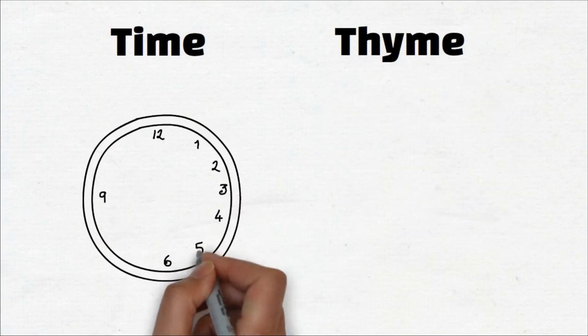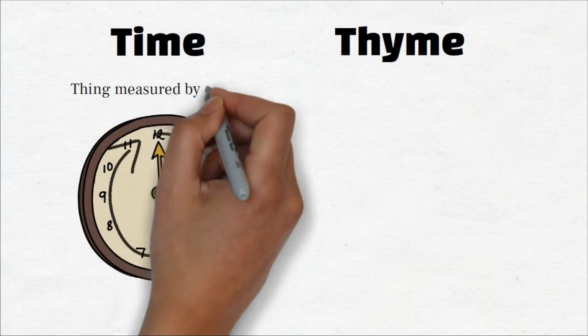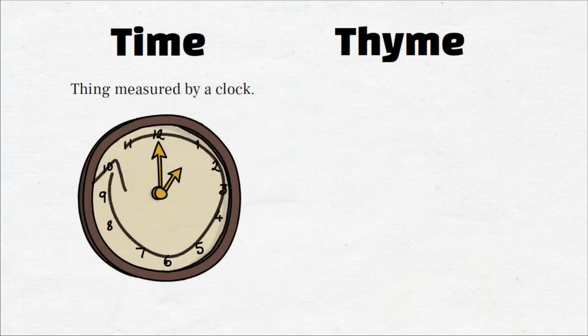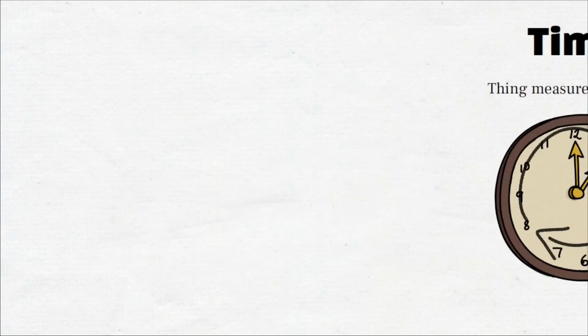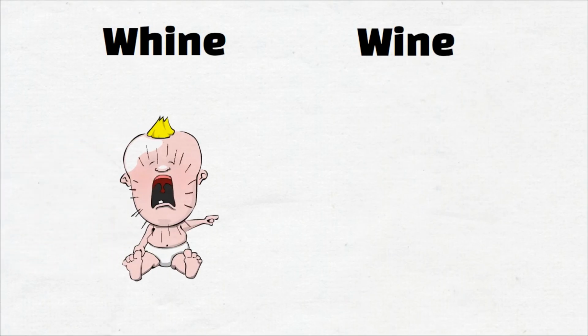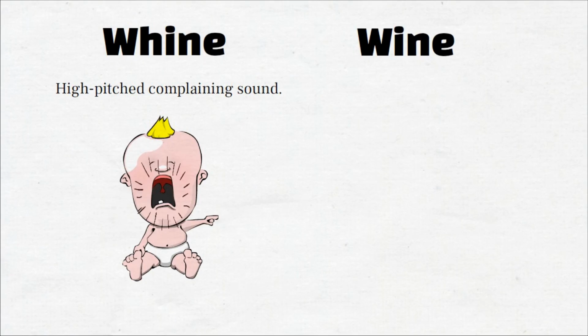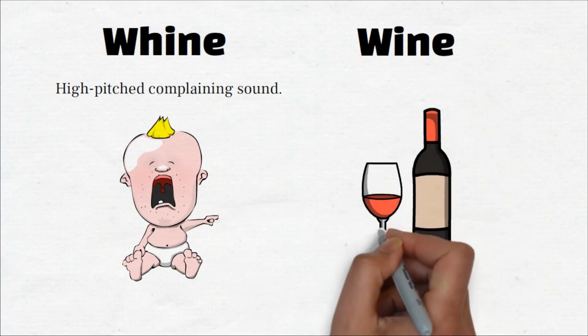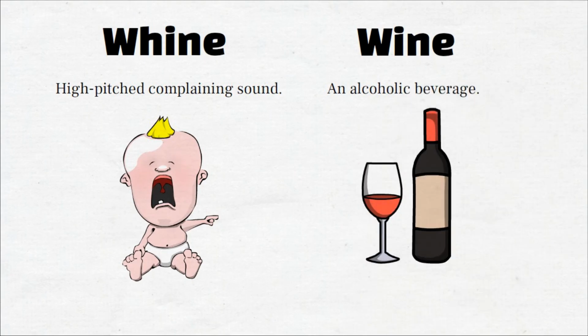Time. The first is the thing measured by a clock. The second is a herb. Wine. The first is a high-pitched complaining sound. The second is an alcoholic beverage.